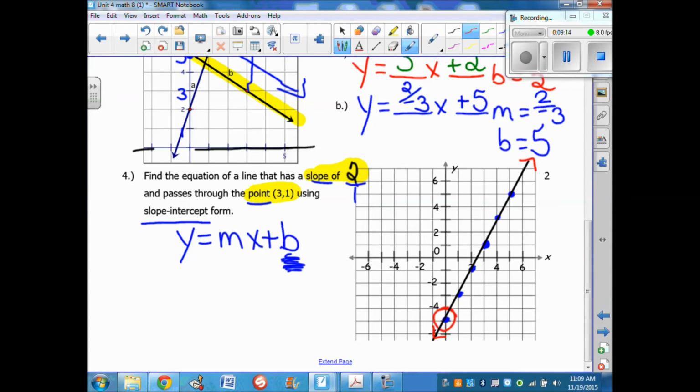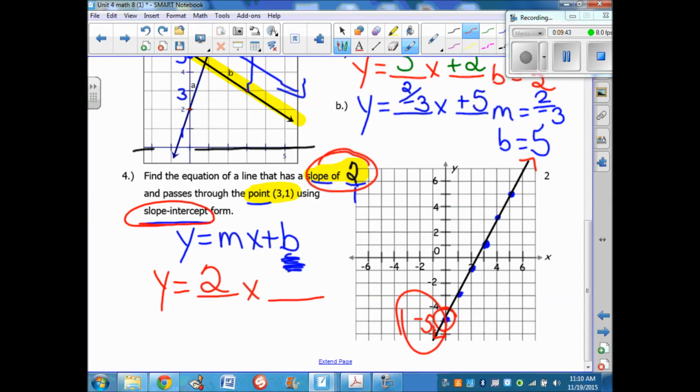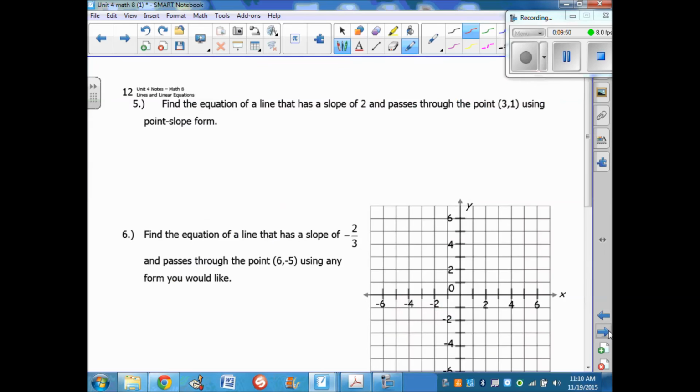arrows, my line, but I don't have my equation because I'm writing it. What did we just find? We just found our b. What is that y-intercept? Down here, that's a -5. Now I've got my two pieces of information that I need. y equals something x something. My slope is 2 from the problem. We had to find the y-intercept because they wanted it in slope intercept form, and my y-intercept is -5. Let's go on to the next page.